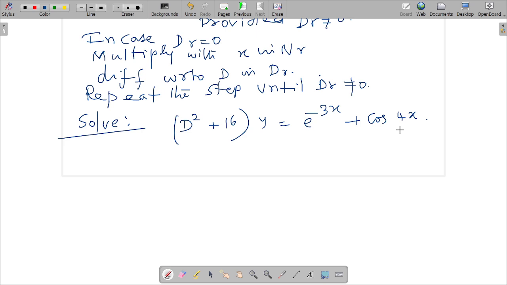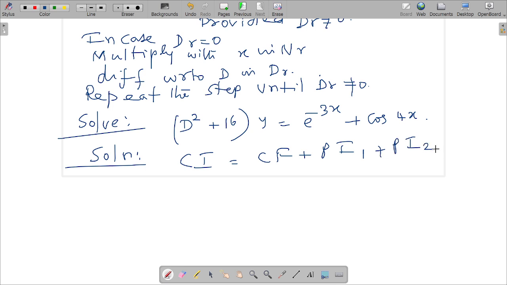So now we can solve that. Write the solution for this. Solution equal to, complete integral equal to complementary function plus particular integral. In the particular integral there are two right hand sides, one is exponential, one is trigonometric, therefore we can write the particular integral as particular integral 1 plus particular integral 2. We have to find two particular integrals. First we have to find the complementary function.